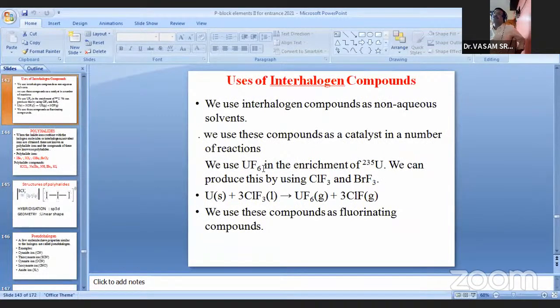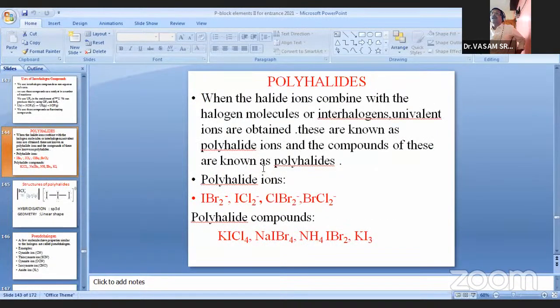We use the interhalogen compounds as a non-aqueous solvent, and we use these compounds as a catalyst in a number of reactions. And we use these compounds as fluorinating compounds. And next, these are the polyhalides. When a halide ion combines with halogen molecules or interhalogens, univalent ions are obtained. These are known as polyhalide ions, and the compounds of them are known as polyhalides. So these are all the polyhalide ions and polyhalide compounds.